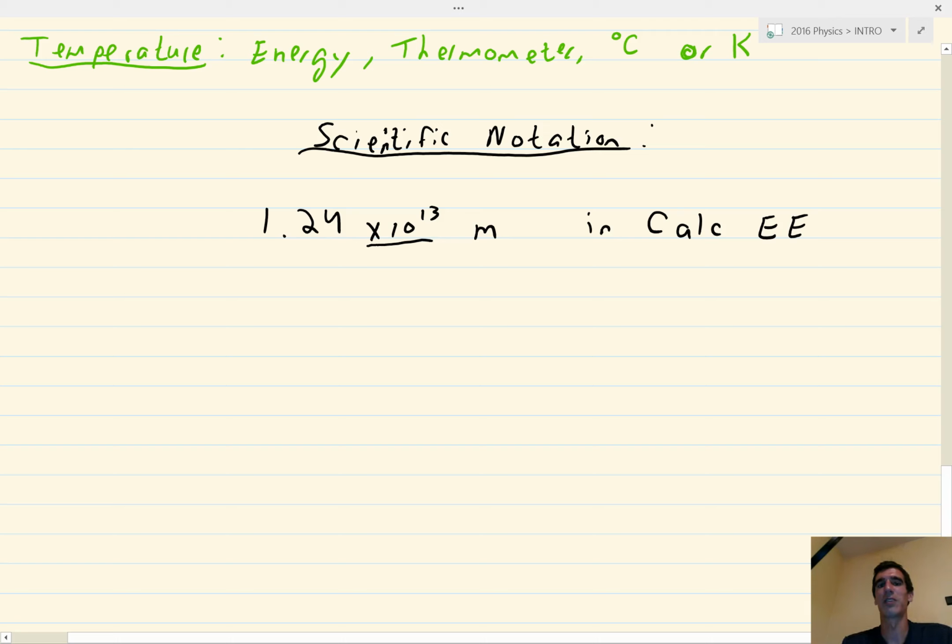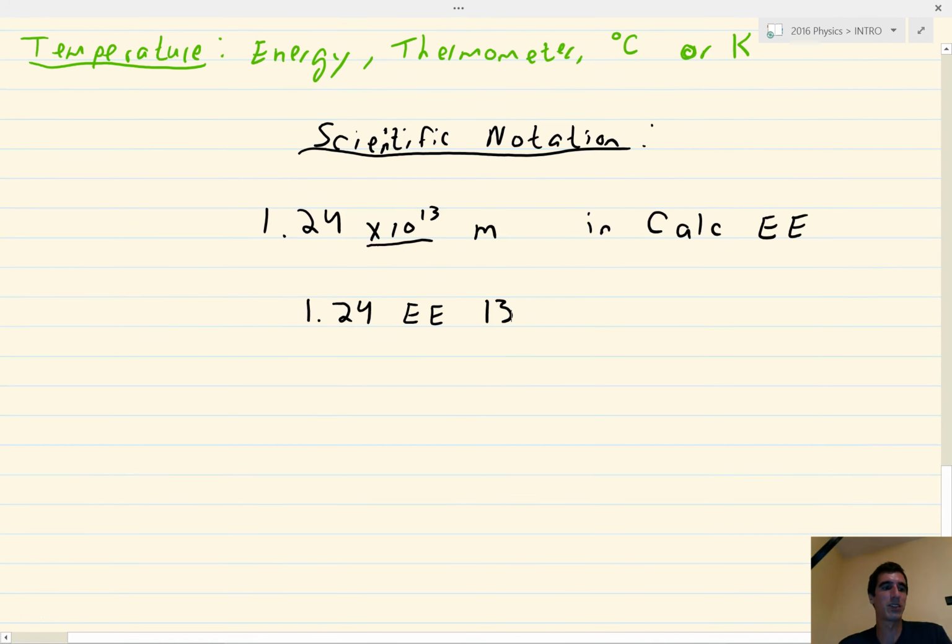And this makes our lives a lot easier when we're dividing by numbers in scientific notation. So 1.24 times 10 to the 13th meters in your calculator would look like 1.24 EE, that's one button, 13. And it'll read it as 1.24 times 10 to the 13. You can't put meters in your calculator.